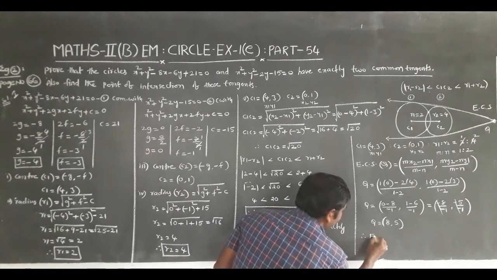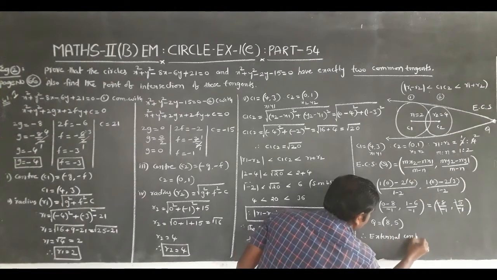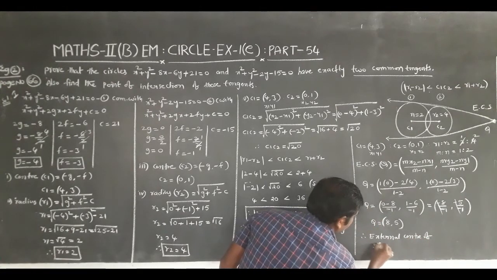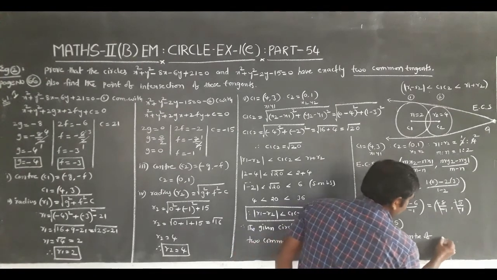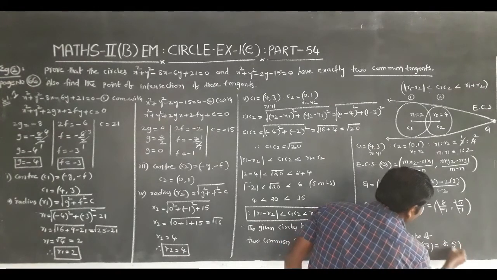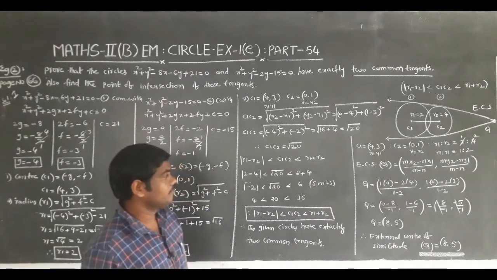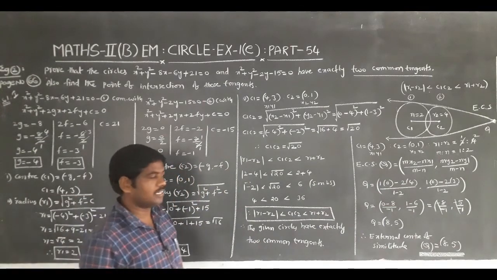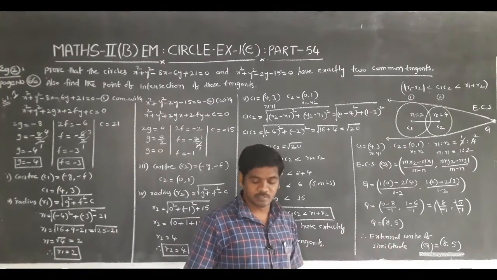Therefore, the external center of similitude Q is equal to (8, 5). This is the process for finding the external center of similitude.